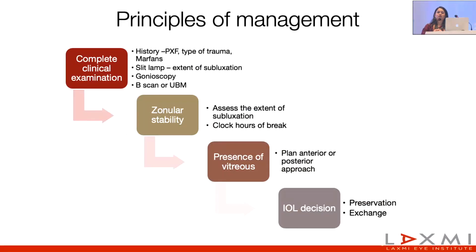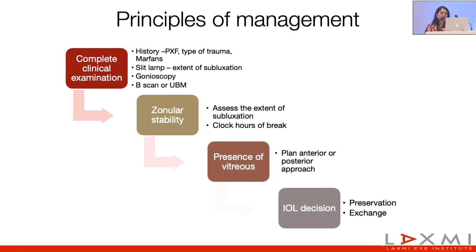Whatever may be the cause of how the traumatic subluxation has happened, there are certain principles of management that we can follow which will guide you as to how to treat a case. So when the patient first presents to you, you have to do a good, complete clinical examination. That includes history. If the patient already has pseudoexfoliation, you may see some flaky dandruff material, then you're expecting that this can be a pre-existing zonular dehiscence, and now that trivial trauma has just caused a further dislocation.